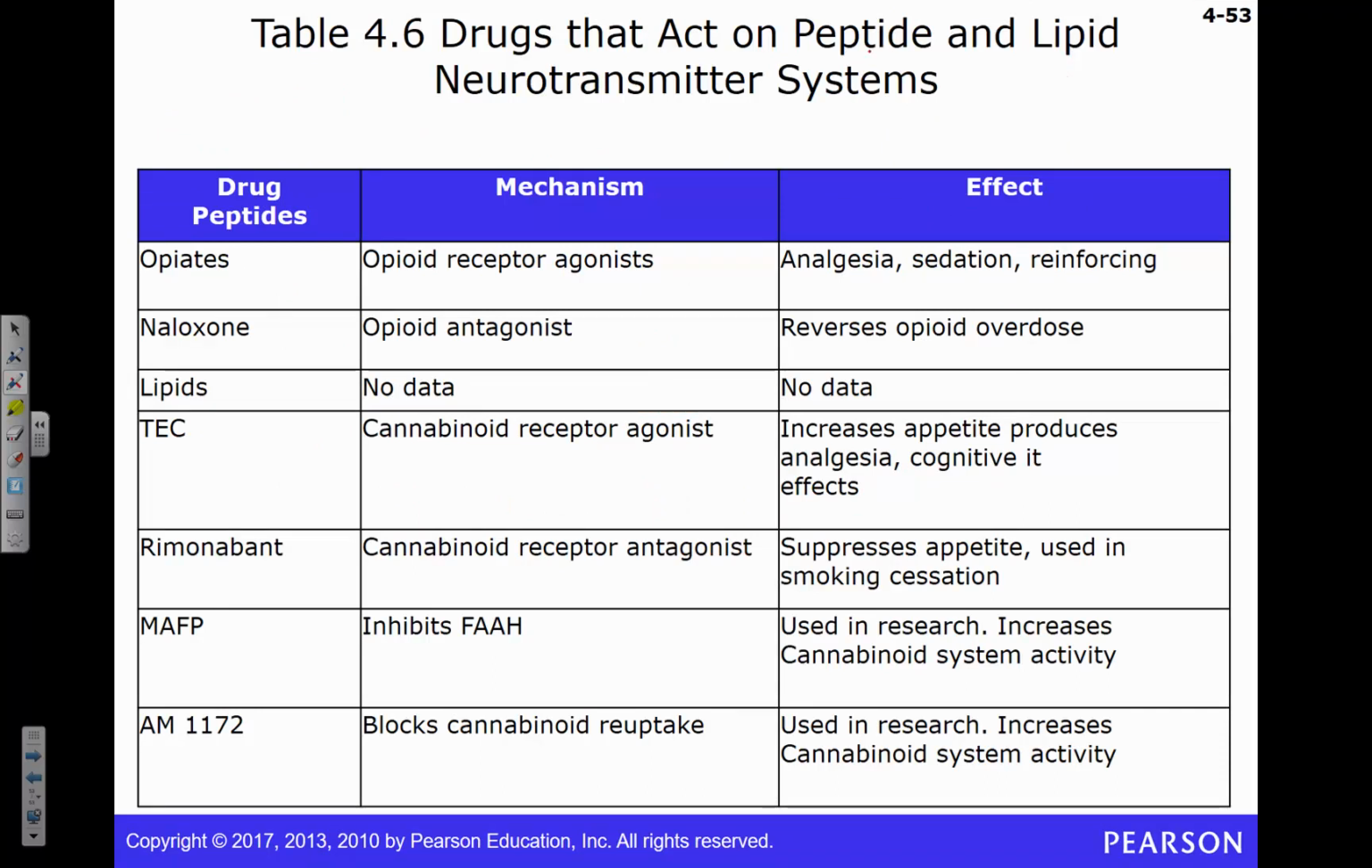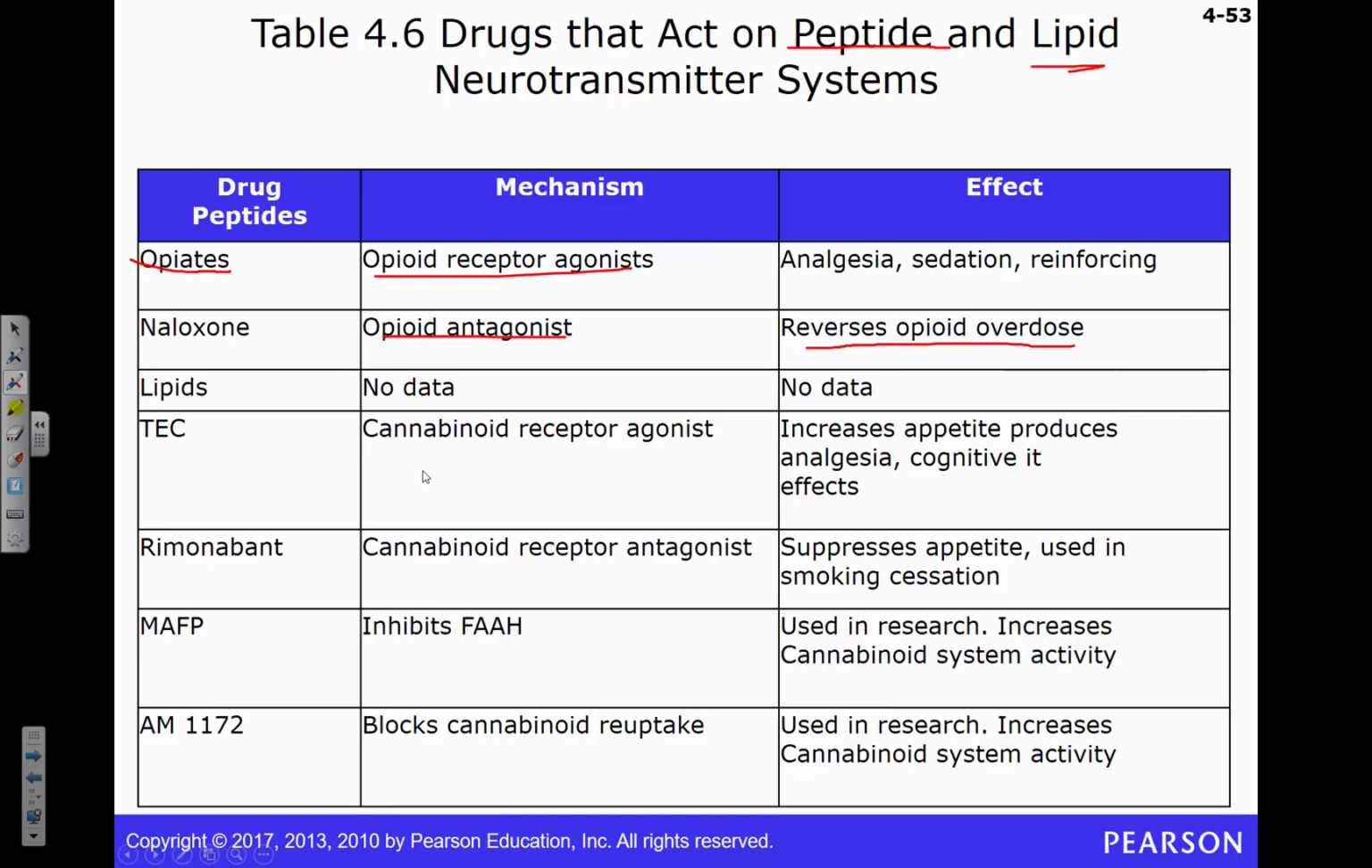Here are drugs that work on those peptides and the lipids, right? So you have opiates, that's just sort of in general, opioids and what they do. Naloxone, for example, is an opioid antagonist. You guys have probably heard of naloxone and some of the other variants of this. It's used to reverse opioid overdose. All right.